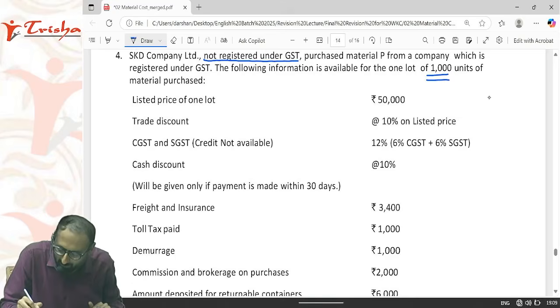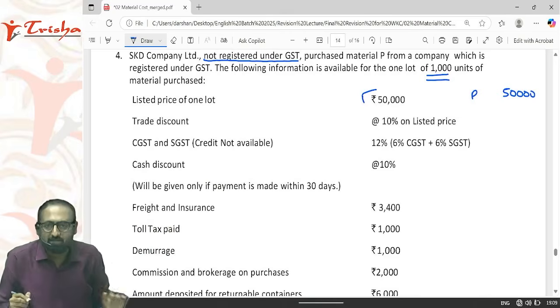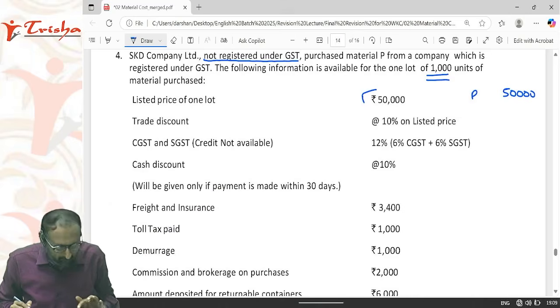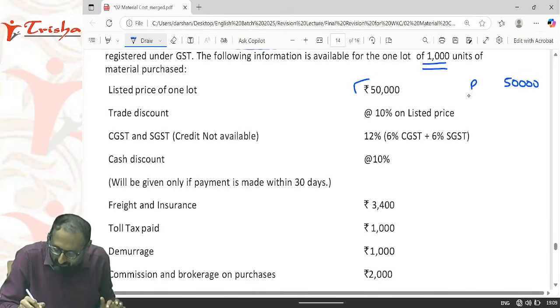Sarji, please help me. Purchase price is 50,000. Read next item and tell me what to do. Trade discount. Sir, what about trade discount? Sarji, deduct yes or no? Trade discount 10%. Is it 5,000? Net amount will be 45,000.